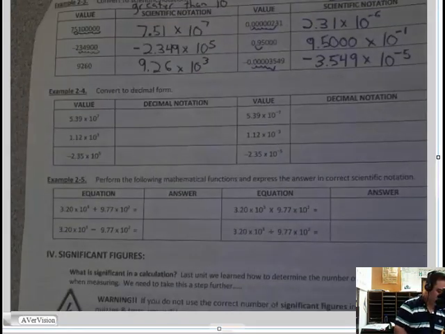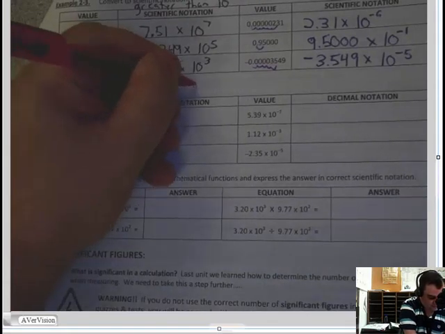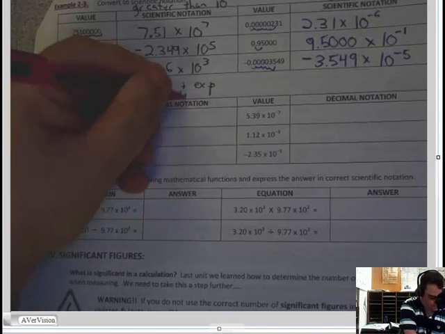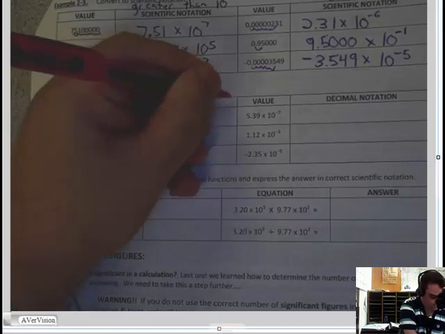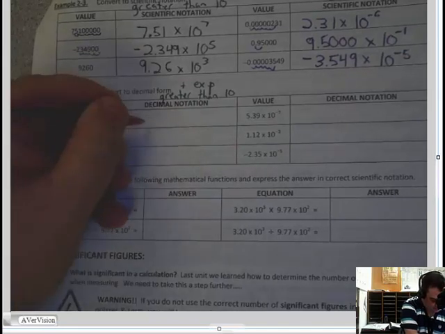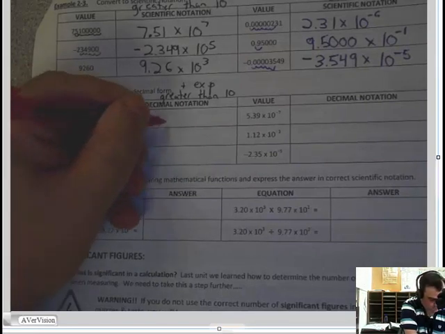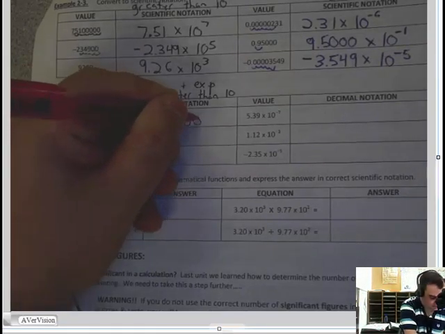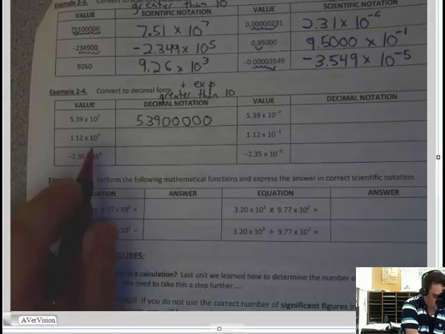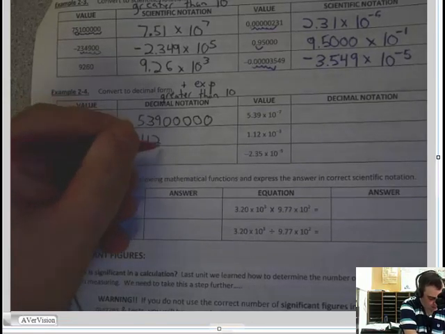Here we go again. These have positive exponents, so these numbers should be greater than 10. So 5.3 times 10 to the seventh. So it's 5, 3, 9, what's 1, 2, 3, 4, 5, 6, 7. 1.12 times 10 to the third. 1, 1, 2, that's 1, 2, 3.